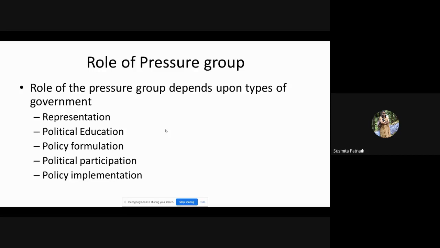Then the next one is called political participation. In democratic systems where decisions are arrived at by majoritarian representations, people have little or no influence over decisions on public policies. The pressure groups increase the participation and access to the political system and enhance the quality of democracy. Political participation means what? The people should participate during the formulation of public policies.